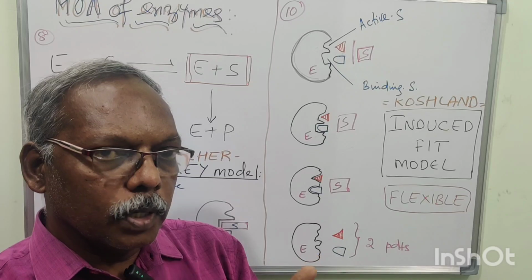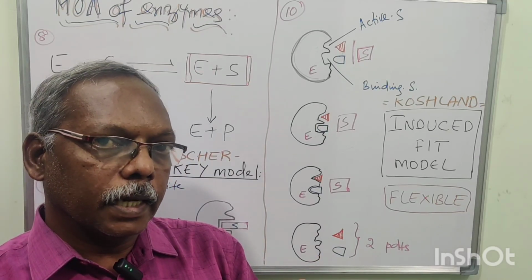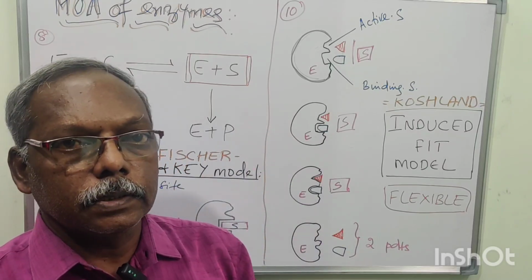So for mode of action, first you have to give the active site, its properties and diagram, then the two theories.